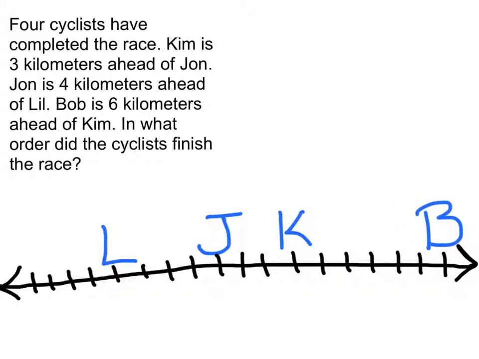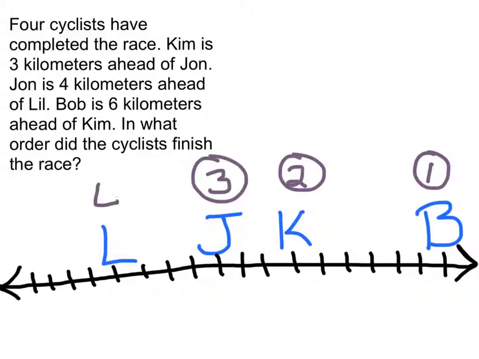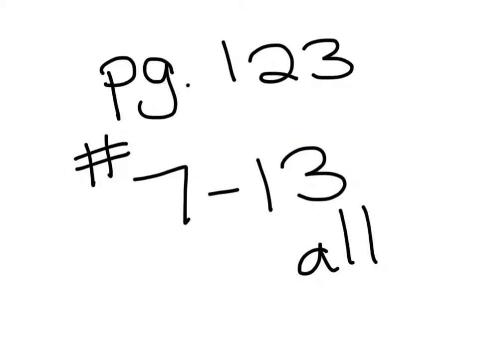So then when it asks us in what order did the cyclists finish, we can just simply say that Bob was first, Kim was second, John was third, and Lil was fourth. We've answered our question.